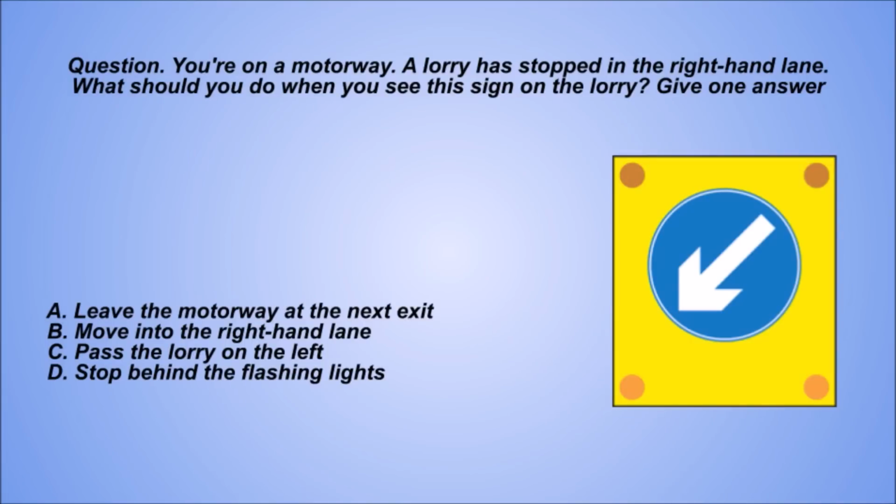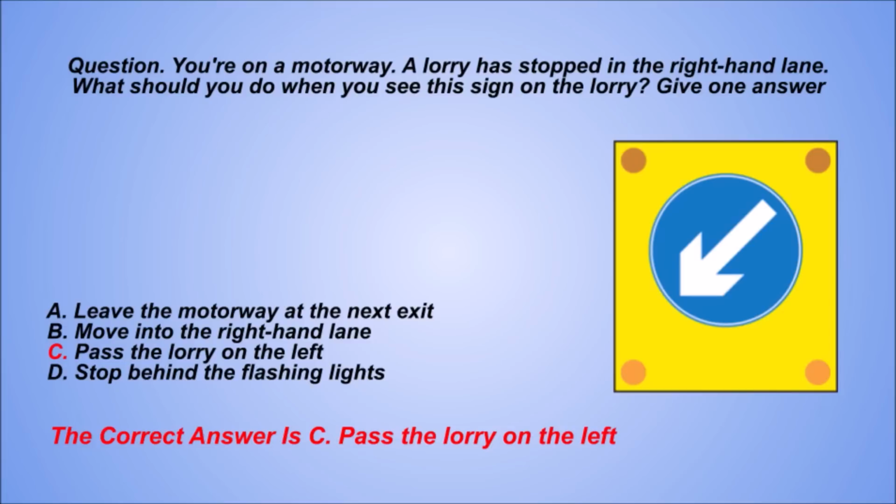Question: you're on a motorway. A lorry has stopped in the right-hand lane. What should you do when you see the sign on the lorry? Give one answer. A. Leave the motorway at the next exit. B. Move into the right-hand lane. C. Pass the lorry on the left. D. Stop behind the flashing lights. The correct answer is C.